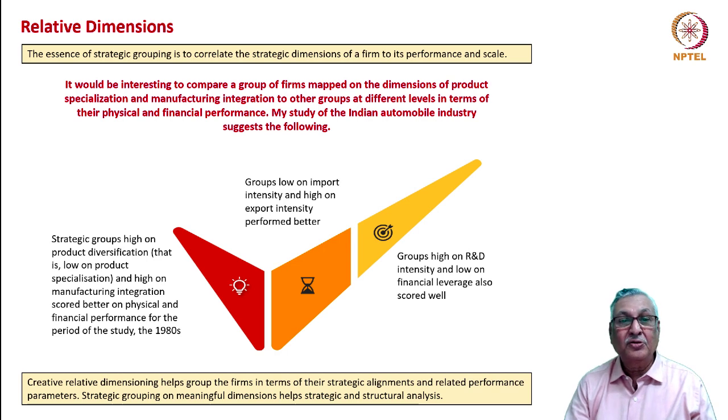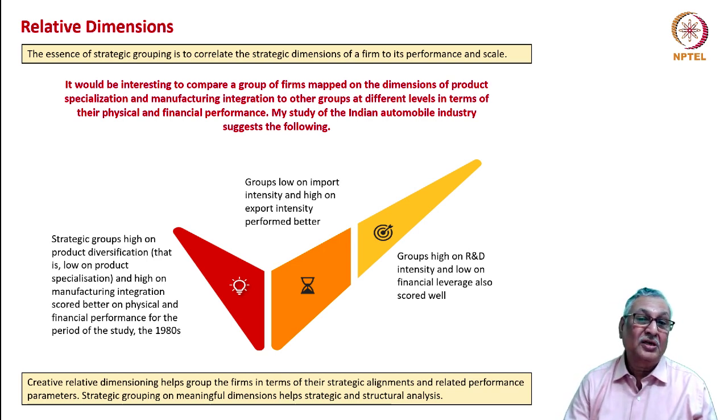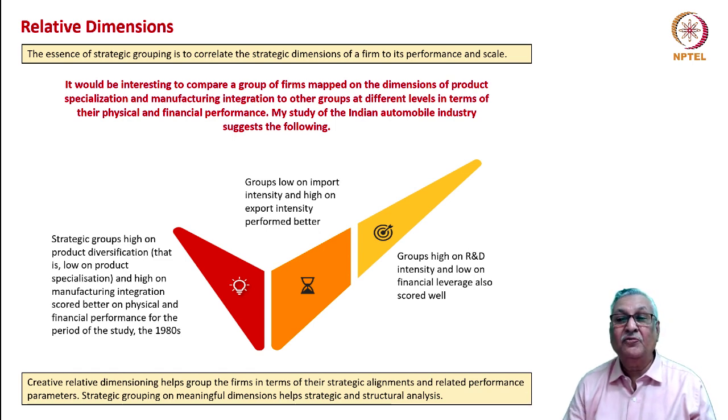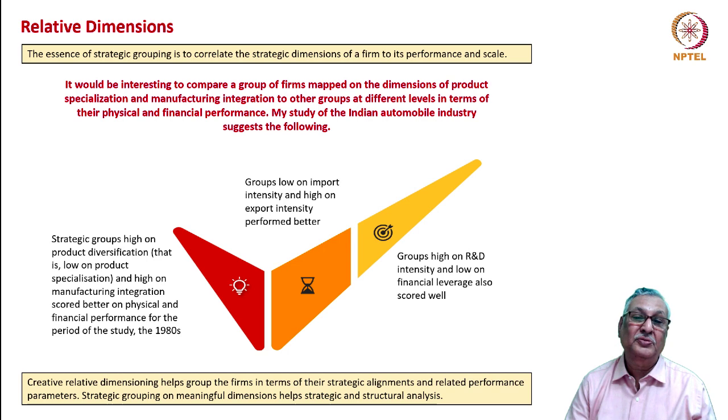The essence of strategic grouping is to correlate the strategic dimensions of a firm to its performance and scales. That is, if you are able to compare a group of firms which are mapped on the dimensions of product specialization, manufacturing integration, to other groups at different levels in terms of their financial, physical performance, or companies which are on other dimensions, then you would be understanding how this particular strategic group would be superior, at par, or inferior to the other groups.